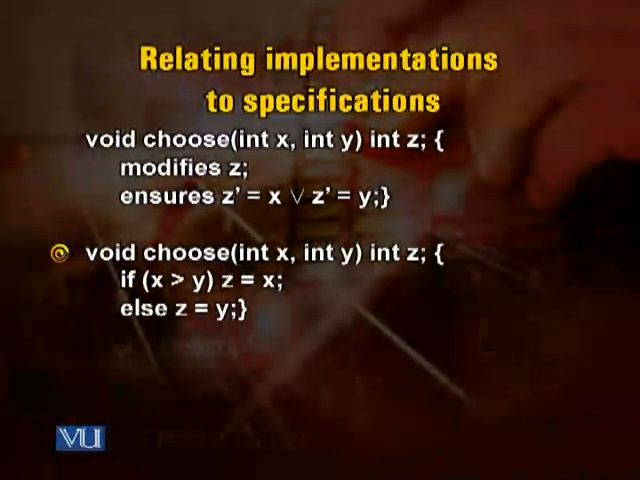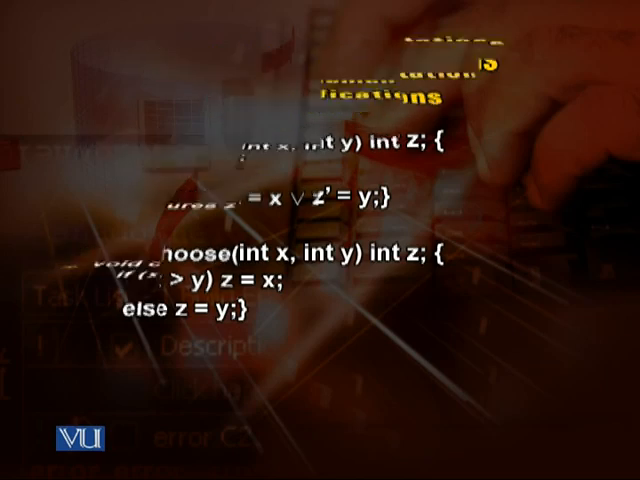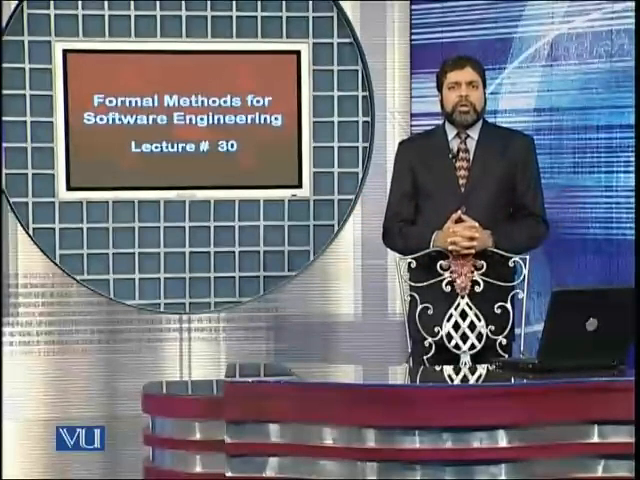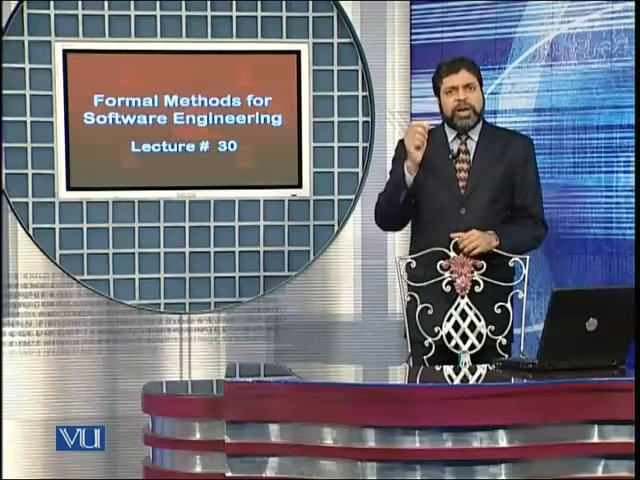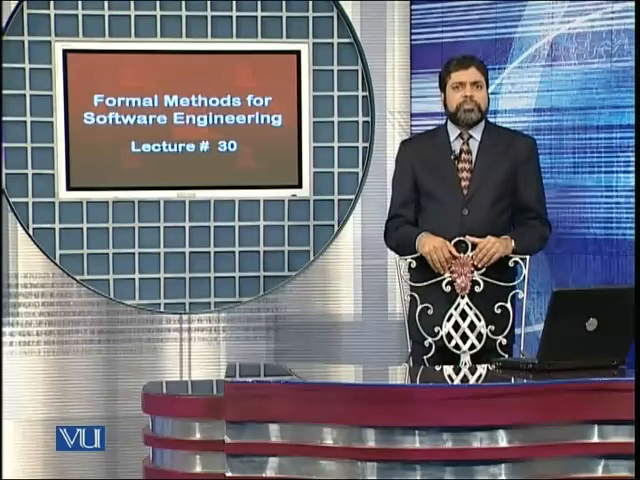I have void choose int x comma int y. If x is greater than y, then z is equal to x, else z is equal to y. Now what we have here, मेरी specification जो थी वो ये कह रही थी कि दोनों में से कोई एक value वापस आनी चाहिए. And here I chose one particular implementation that would give me that. अब इसके पीछे कोई logic है. I need not have that logic at all there.